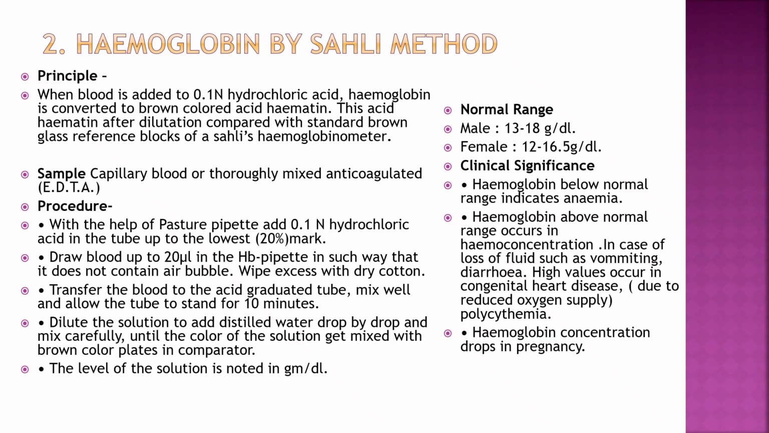Procedure: you have to take 0.1 N HCl in the tube up to the 20 mark, and then blood, 0.5 ml, or it is the 0.5 marking, or 20 microliter in the HB pipette. Before that you have to wipe out the extra portion of the blood, then put it in the hydrochloric acid and mix that blood in the hydrochloric acid. Wait for 10 minutes after mixing, and then dilute with distilled water, and then compare against the yellow glasses or brown glasses present in the comparator, and then you can match the hemoglobin and see the level.